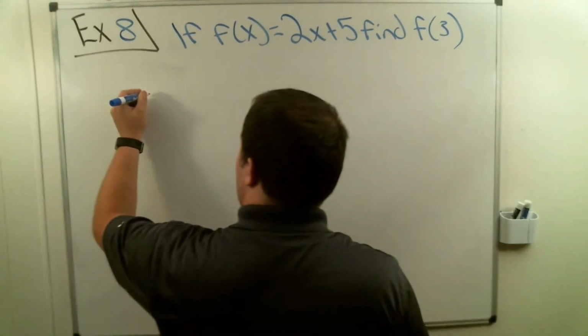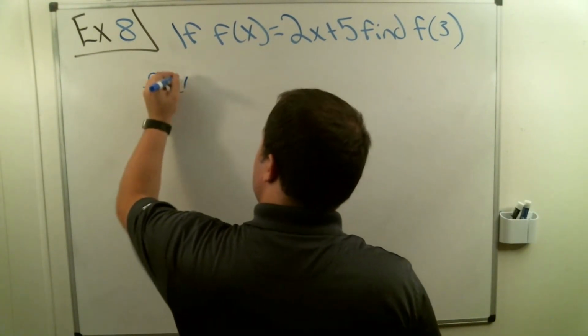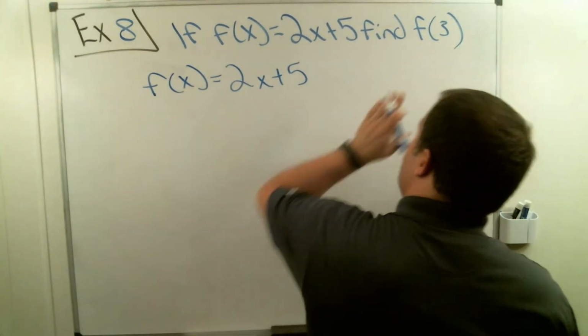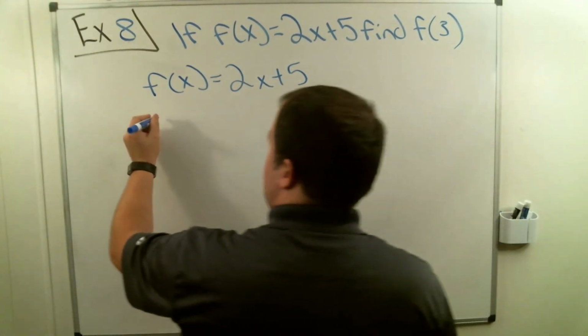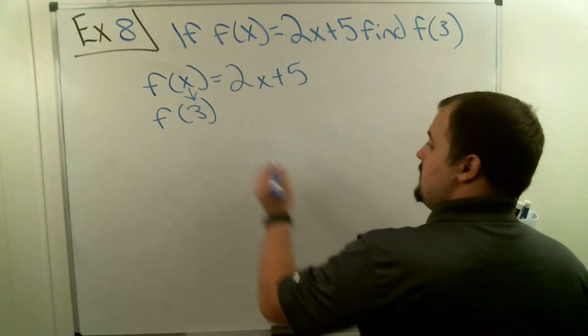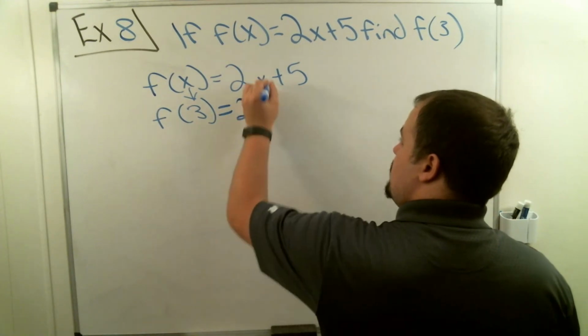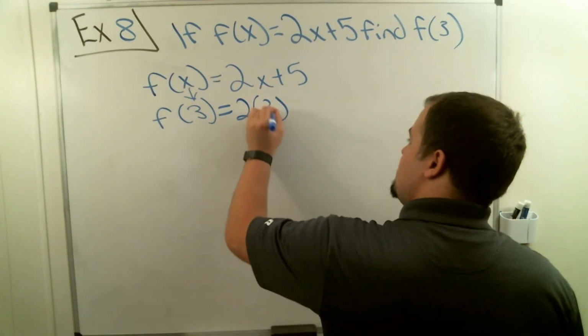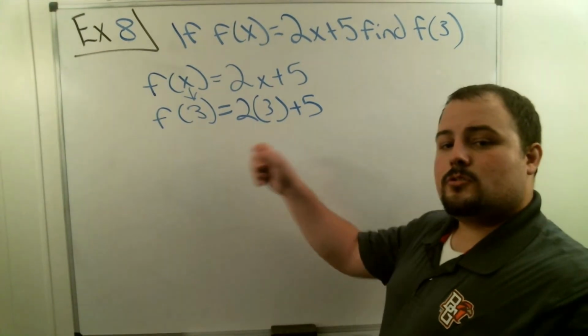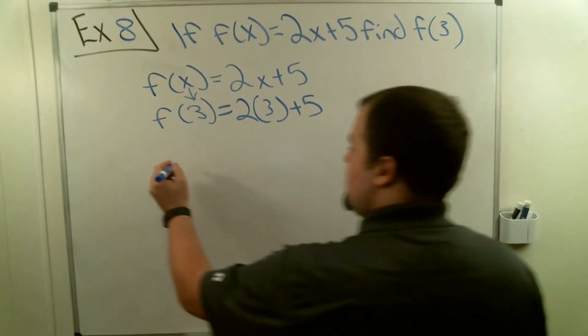So we rewrite our problem. F of x equals 2x plus 5. Now we're going to plug in f of 3. So f of 3, notice that x is being replaced with 3, equals 2, there's an x, I'm going to put it in parentheses, 3 plus 5. So what this means is I have 2 times 3, and I'm adding 5.